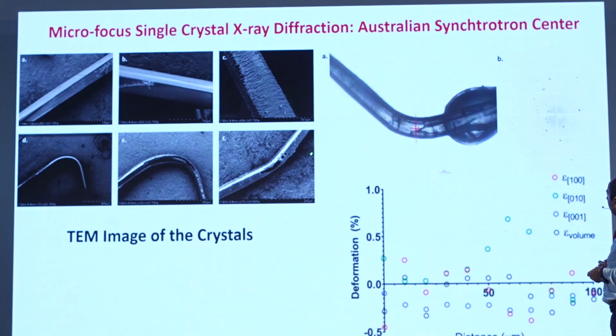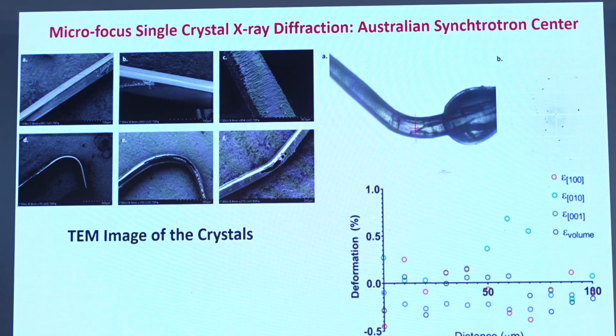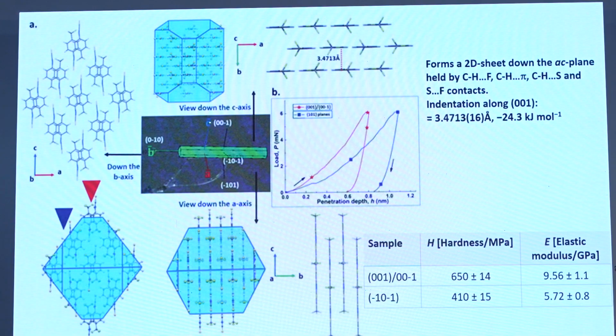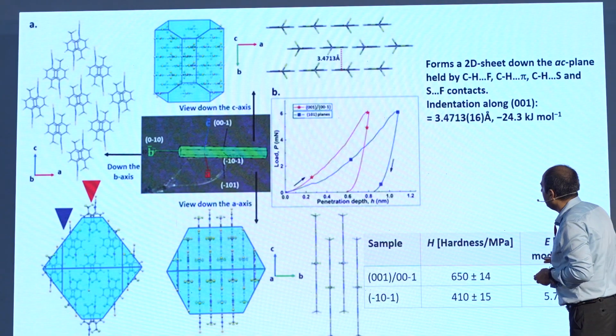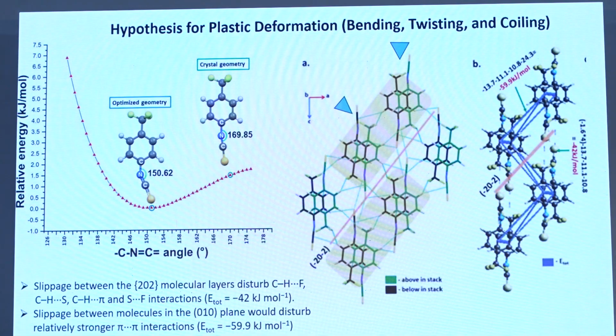And you can again see that this is the TEM image, and under the beam of electrons there is some damage here. We did similar experiments to again show that deformation at the bent region is less than 1%. And we did the nanoindentation experiments on the major faces, the 001 and the 101. Again, it shows that the hardness changes as a function of the crystal phase. And what is important is the mechanism for plastic deformation, which I would like to illustrate.